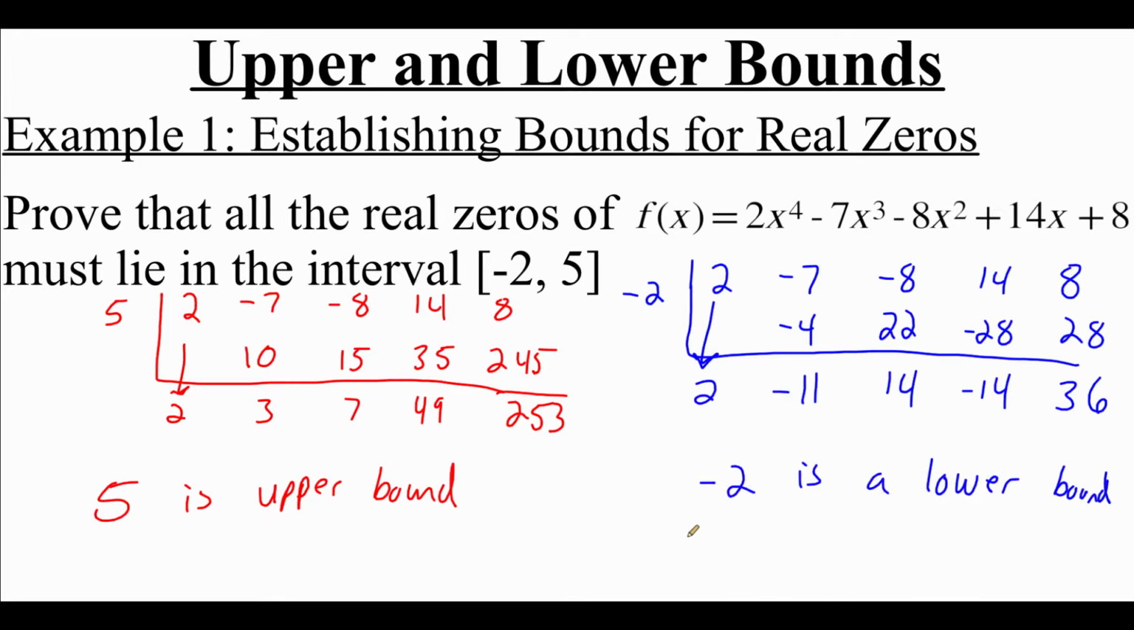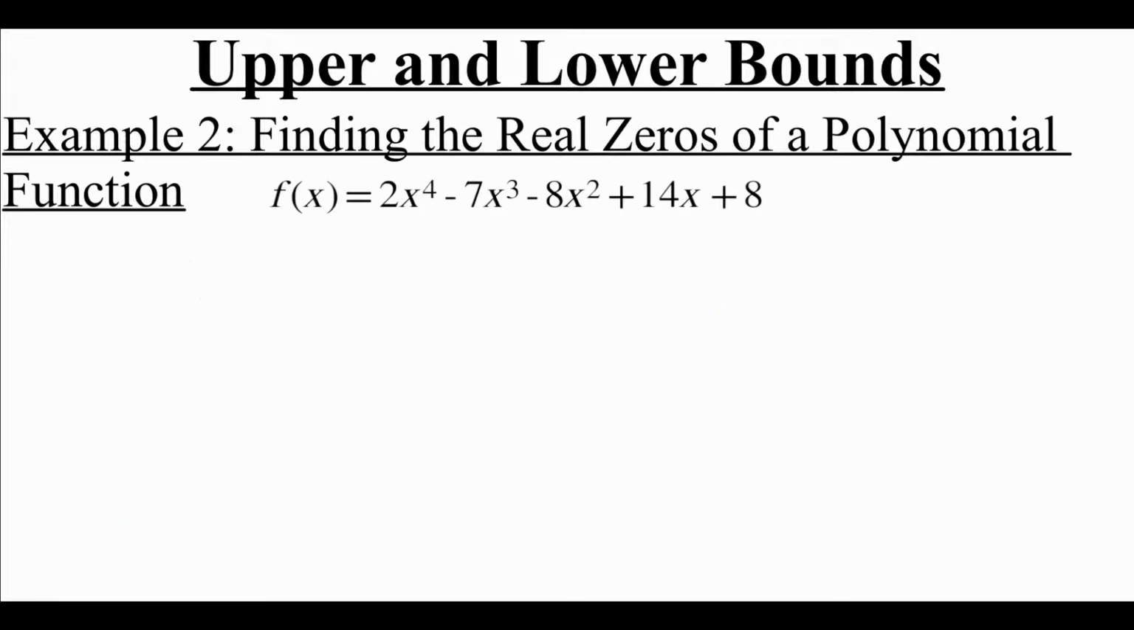Now this didn't help me find any zeros because I didn't get 0 as the remainder when I was doing this synthetic division. But what it did prove is that all of the real zeros that we can find have to be between -2 and positive 5. So that really helps us narrow down all of the values that we could have as zeros for this polynomial function. So now let's look at that same f of x function, but let's work on finding its real zeros.